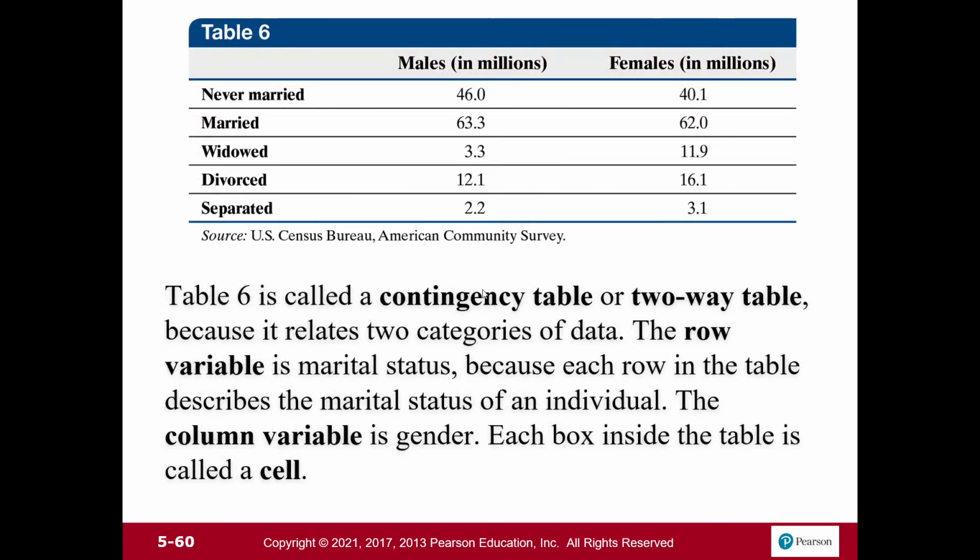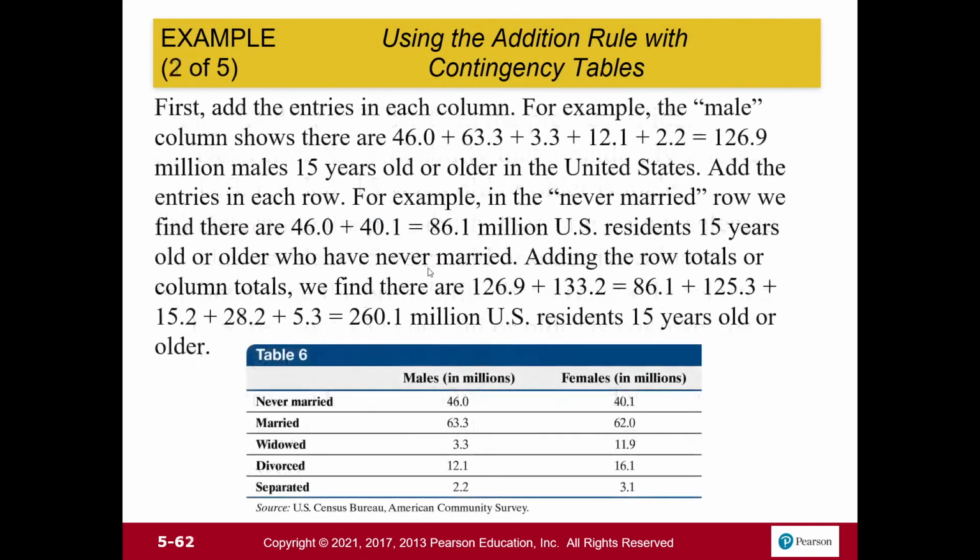Now let's go back to this table here. I'm assuming that this represents all of the individuals that are 15 years old or older. They didn't say, but I guess we can assume that's what the data means. First, add up all of the columns. For example, the males, we add them all up.